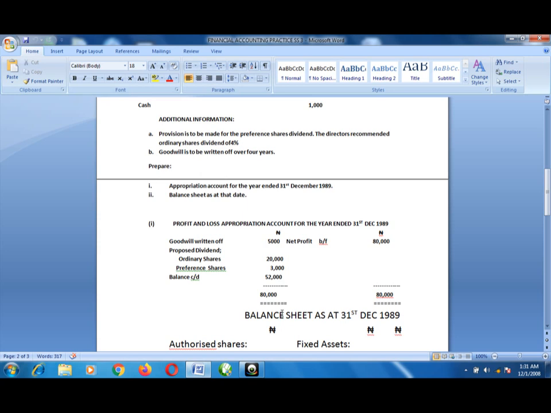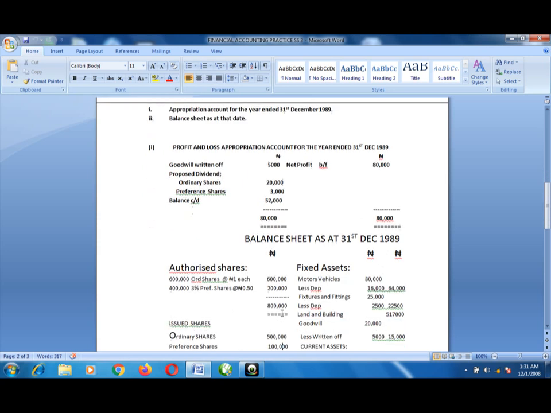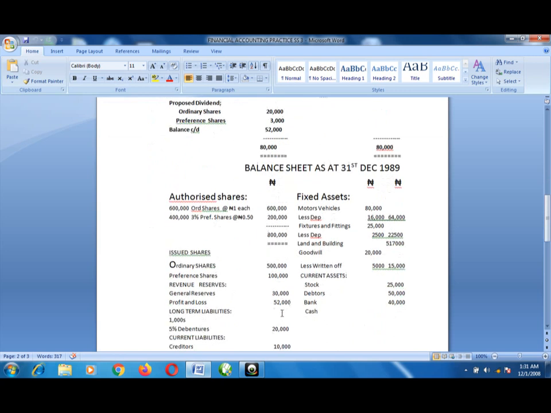And to prepare the balance sheet as at 31st December 1989, the first thing, remember, we have a liability side and we have the asset side. Let's first of all consider the liability side. The first thing you have to consider, which is formality, is very, very important. You first of all write authorized share capital. Authorized share capital, remember I told you, you get the information on the aspect of the introduction of the question. You have the authorized share capital, that's you have 600,000 ordinary shares at 1 naira each. You write it boldly like that.